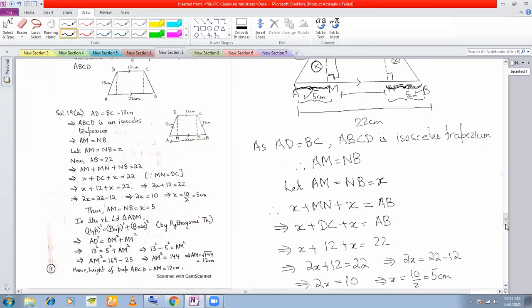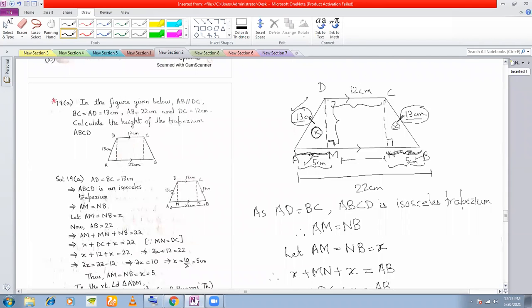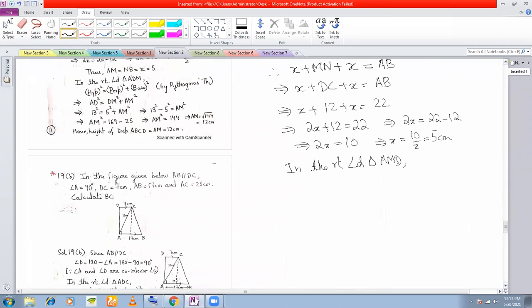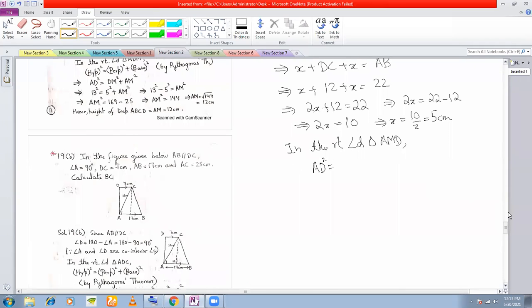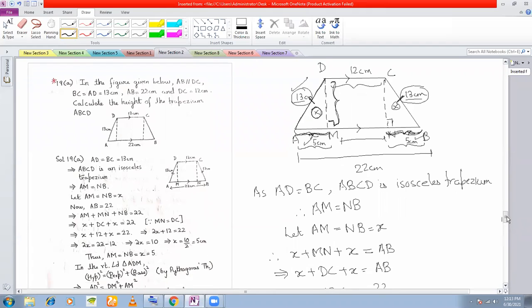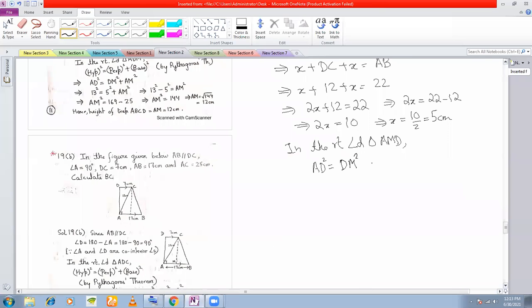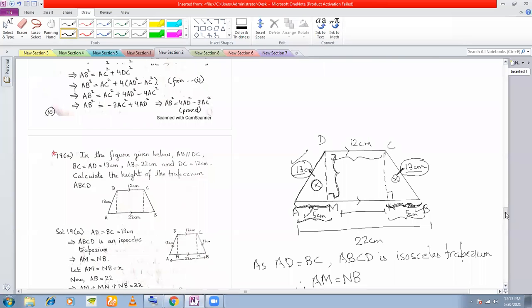And then you can work this way. In this triangle AMD, which one is the hypotenuse? AD is the hypotenuse. So AD square is equal to, which one is the perpendicular? This dotted line, this height of the trapezium, is the perpendicular. So DM square, and the base is AM, so DM square plus AM square. What is AD given here? AD is given to be 13 centimeters.